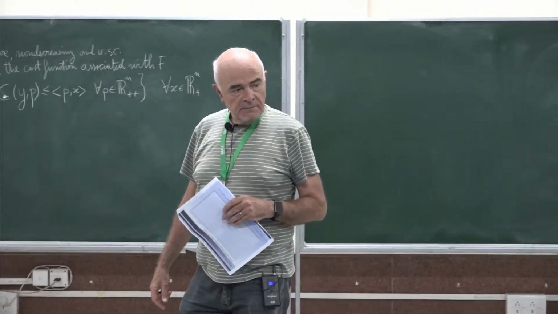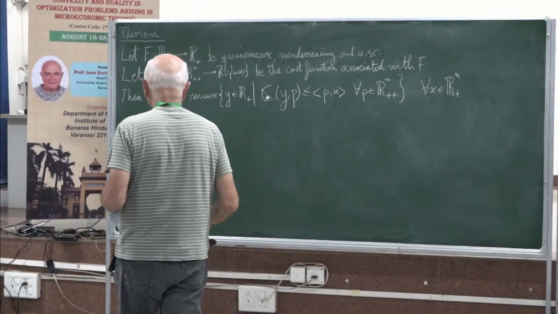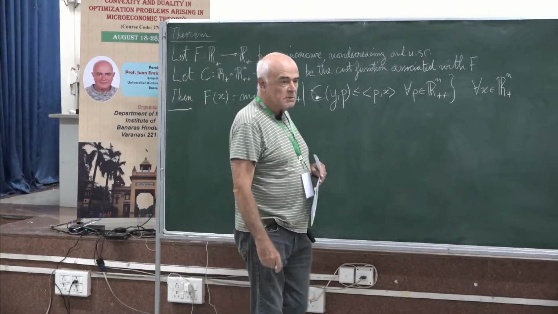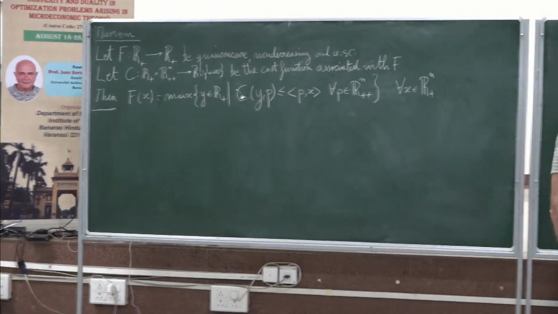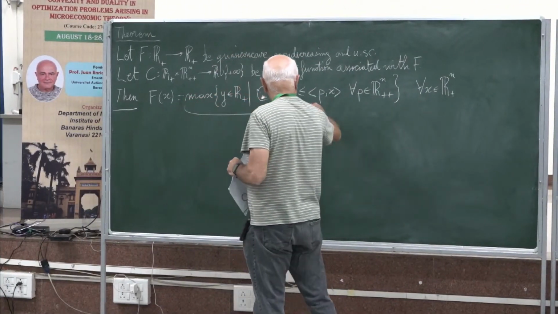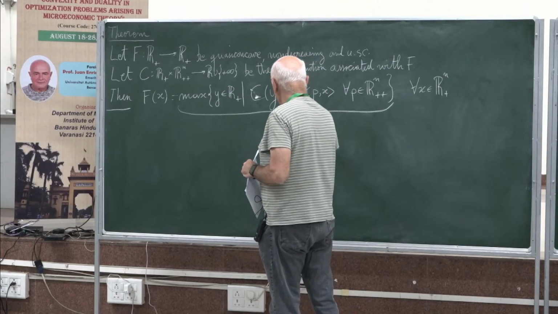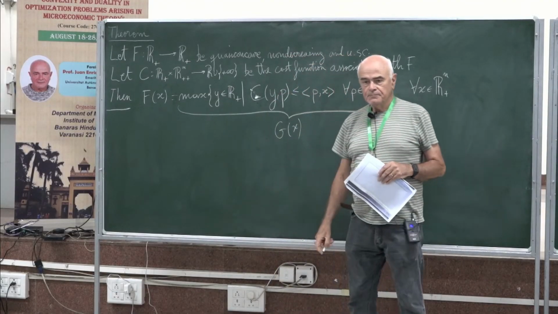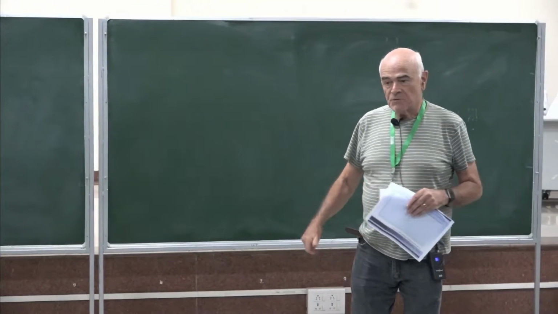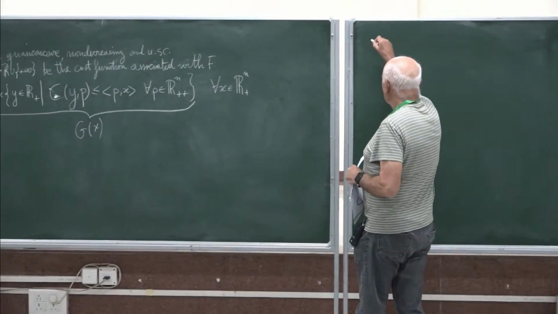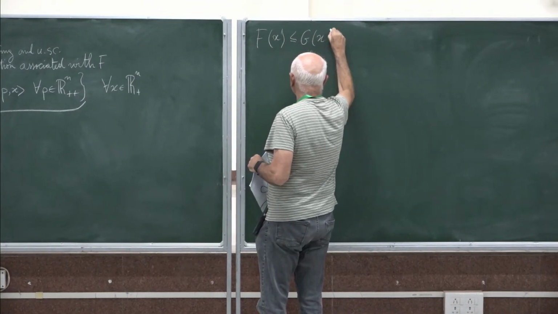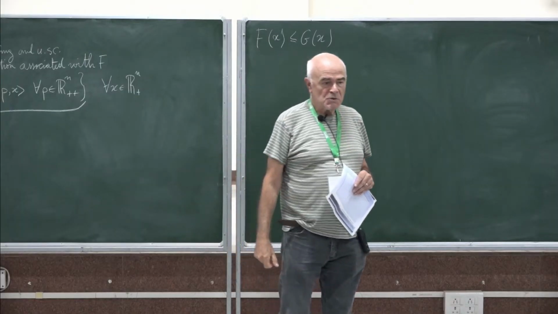Is the statement clear now? Then the proof is not difficult. Let's give a name to the function defined on the right-hand side. Let's call it g. So we have to prove that f of x is equal to g of x for every x. And we know that f of x is less than or equal to g of x.